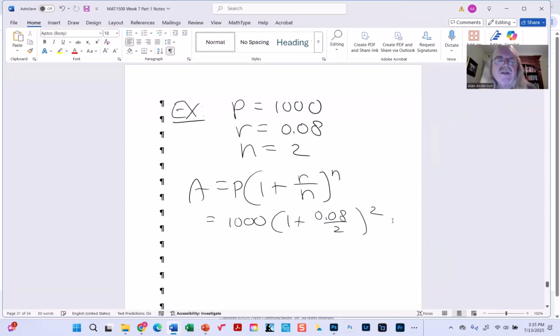So what you're basically doing here is multiplying 1,000 times 1.04 squared. And of course, whatever answer you get, you'll round it to dollars and cents. So that's equal to... oh, wait a minute. $1,081.60.